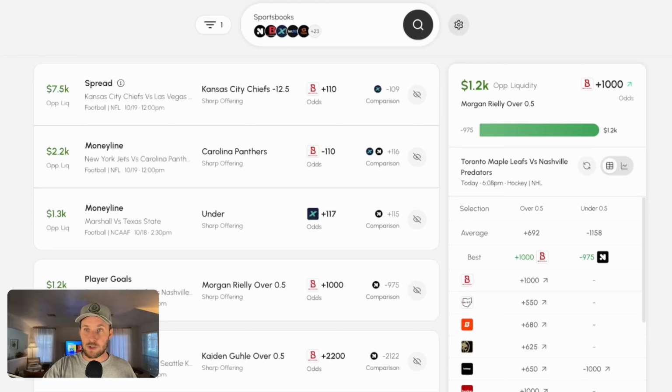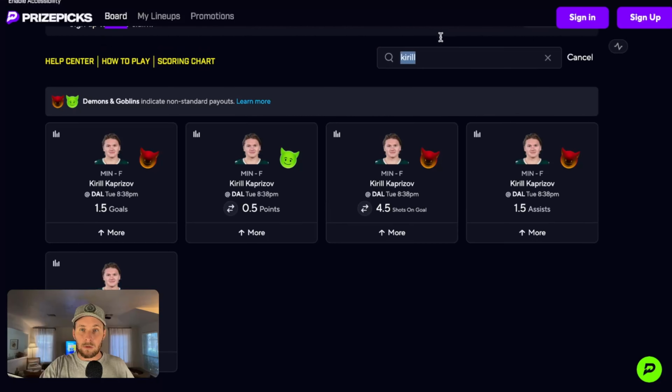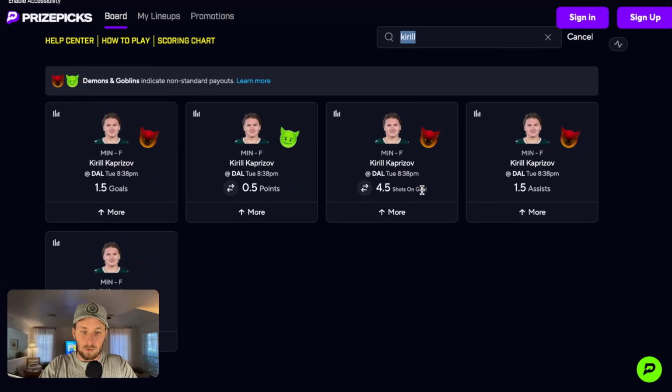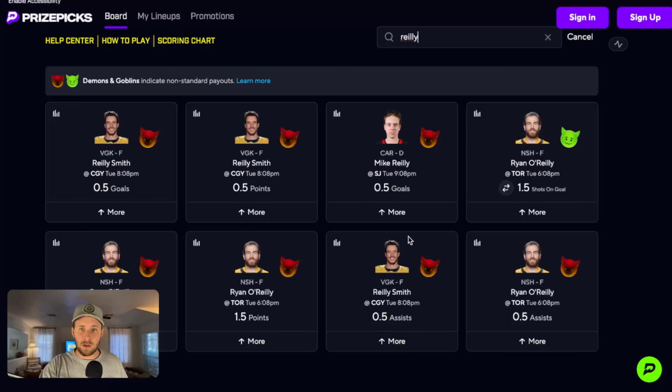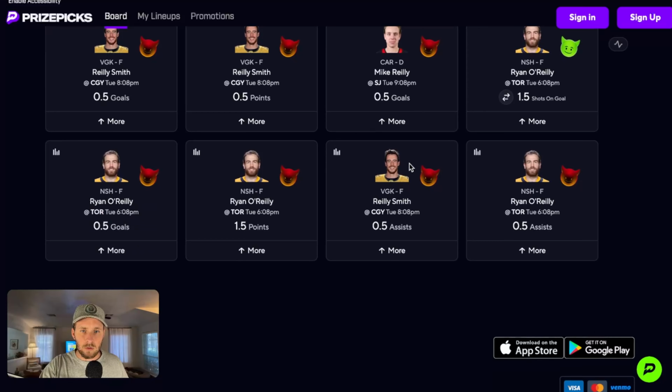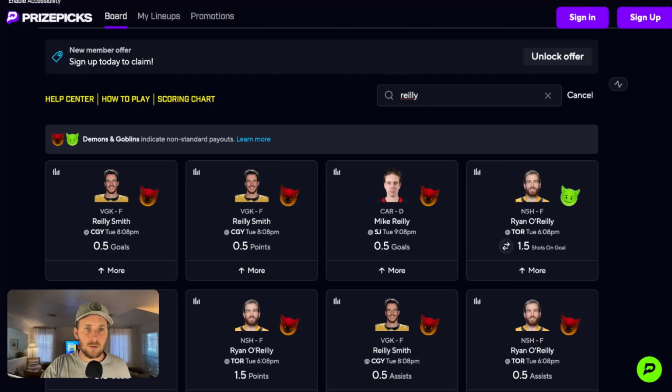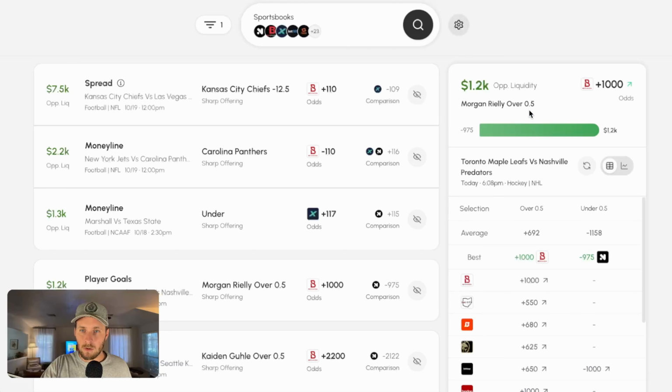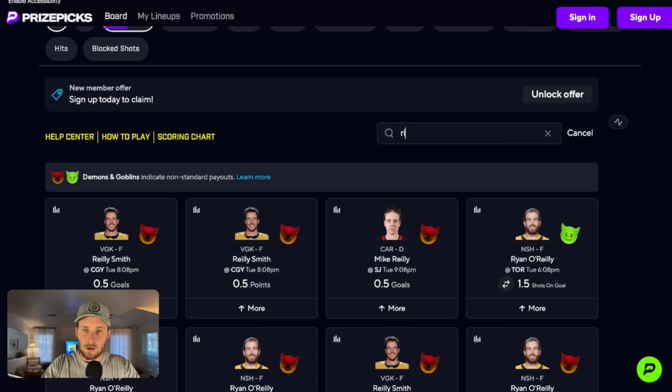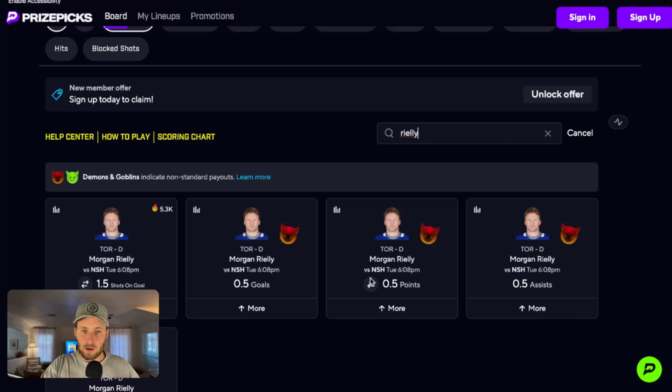So if I went to PrizePicks, you could see that that Rielly play was a goblin. So no, it's not this one. Did I misspell his name? Let's go back. Rielly. There we go. So as you can see here, that's his goals, and we want to take that over.